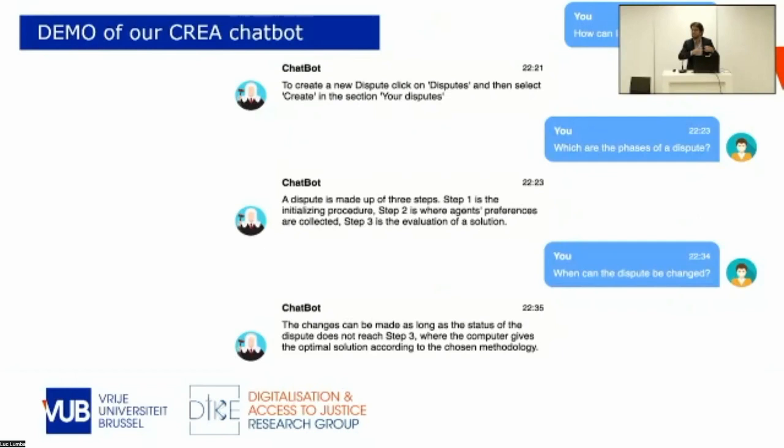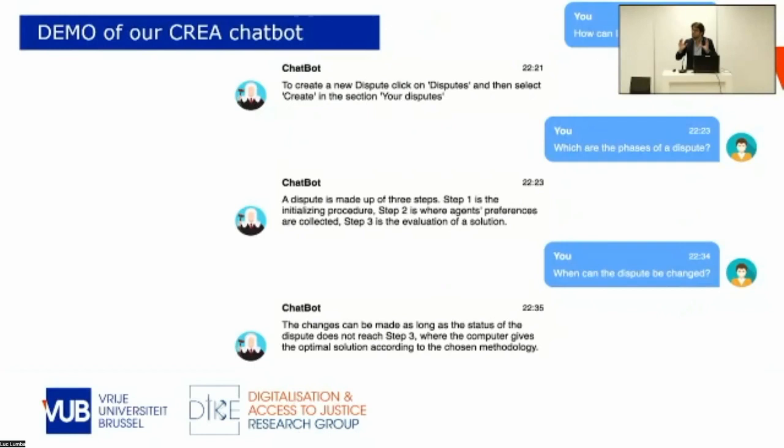So on the website that we are creating, you can create a new dispute. You click on dispute, then select create, and you go to the section, your disputes. So step by step, you are guided through the process until the algorithm gives you a solution. Is this solution mandatory? No, it's just a suggestion. So it's pushing people to try to reach an agreement among themselves, without involving lawyers, without involving judges, just because they want to reach an agreement.